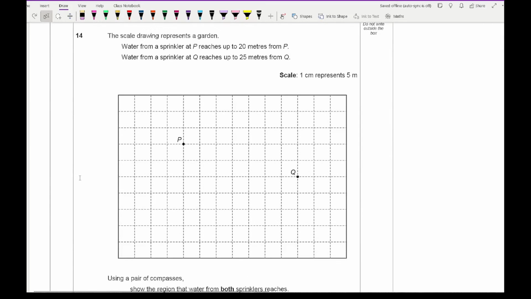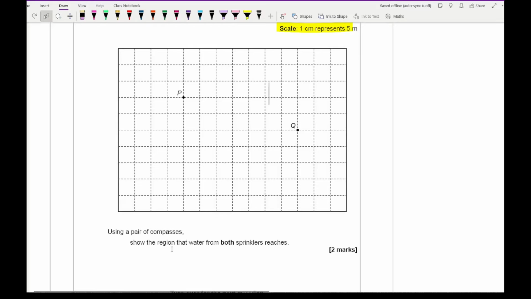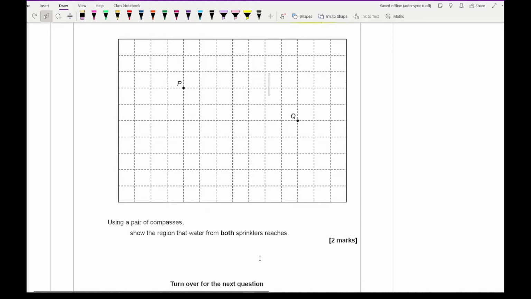Then with question 14, it says the scale drawing represents a garden. Water from a sprinkler P reaches 20 meters from P. The water from sprinkler Q reaches up to 25 meters from Q. The scale is 1 centimeter to 5 meters. And it then says use a pair of compasses to show the region that water from both sprinklers reaches.